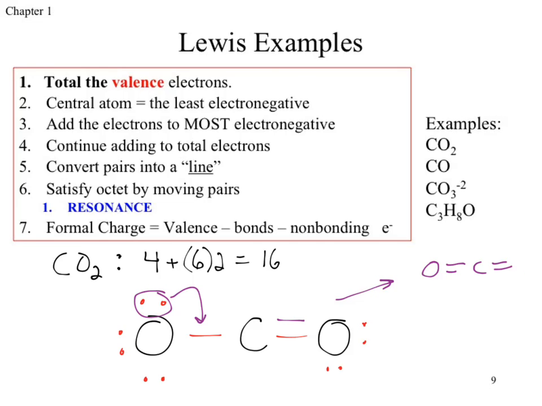And we would end up with CO2 for our final structure. Did we have to pick that lone pair? No. Is there another lone pair I could have picked?